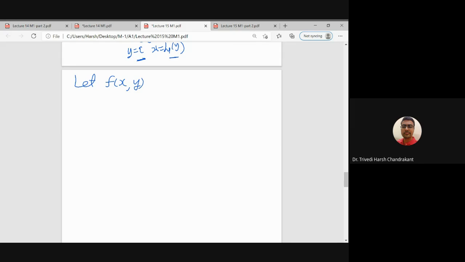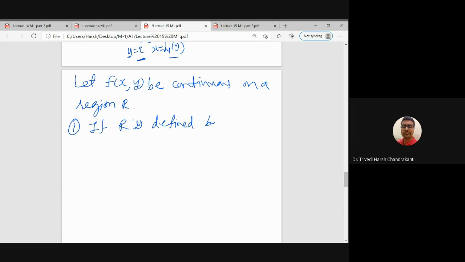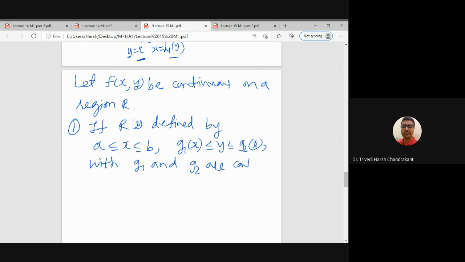So let f(x,y) be a continuous function. And if R is defined, so usually we'll take the region bounded by lines or parabolas or something. So mostly we'll take the region in that way. Therefore, we will be able to do this most of the time. So if R is the region defined by x between a and b, y between g1 and g2 curves, where g1 and g2 are continuous. So we need only the continuity condition on these curves g1 and g2.